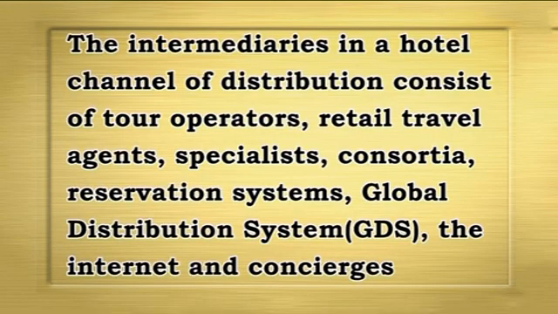In channel 3, along with the retailer, a second member is added to the distribution chain. He is the wholesaler. A wholesaler buys and stores products in bulk from manufacturers. He sells these products in smaller quantities to retailers. The intermediaries in a hotel channel of distribution consist of tour operators, retail travel agents, specialists, consortia, reservation systems, global distribution systems, the internet, and concierges.